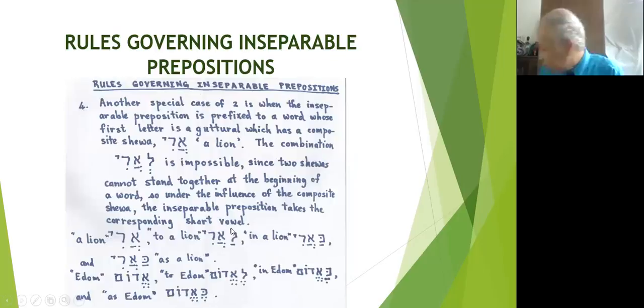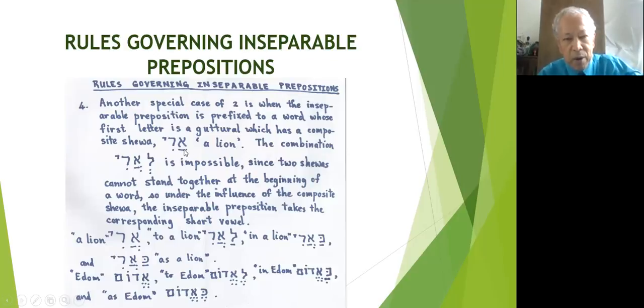Okay, now let us look at rule number 4. Another special case of rule number two is when the inseparable preposition is prefixed to a word whose first letter is a guttural, which has a composite schwa, like the word ari. Notice there is a composite schwa consisting of pathak and the simple schwa.